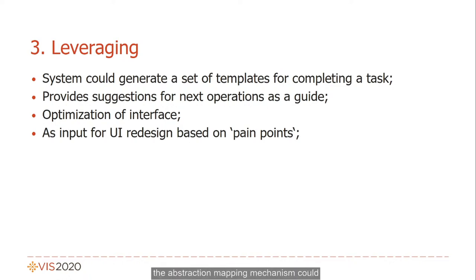The abstraction mapping mechanism could also be presented to system developers, permitting them to glimpse at how users are actually behaving with the system. If a developer can identify the pain points in their current implementation by seeing where users most often run into difficulty, they can work to resolve these issues in future versions of the system.